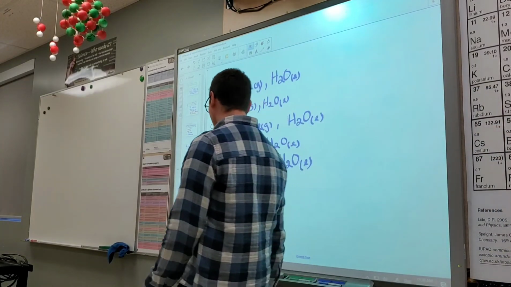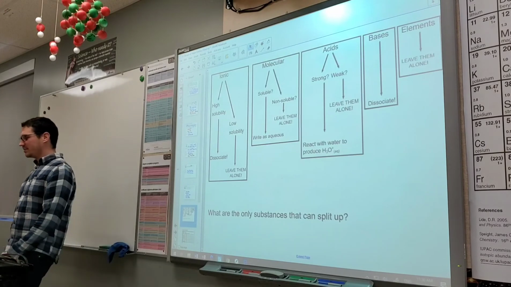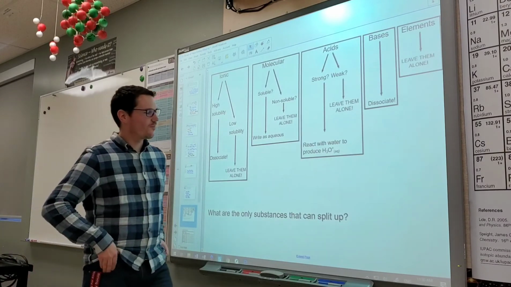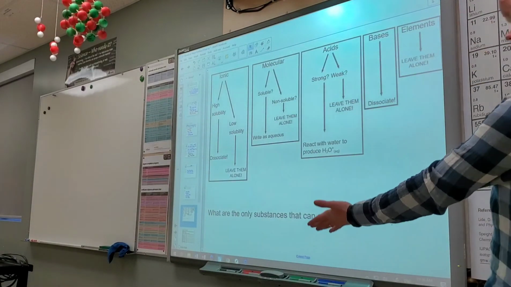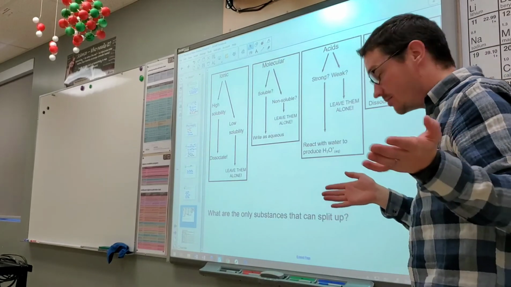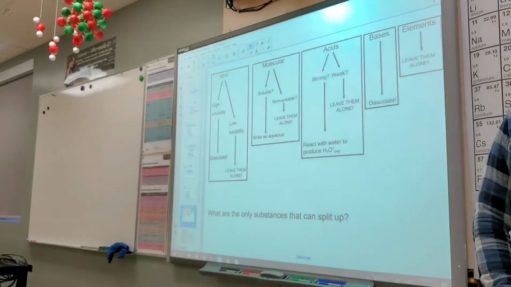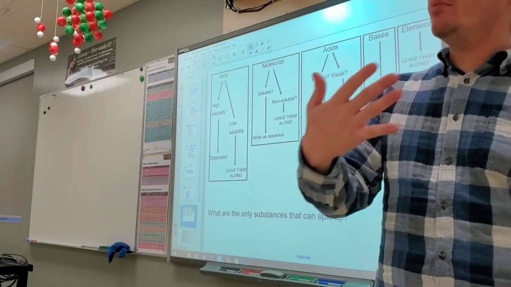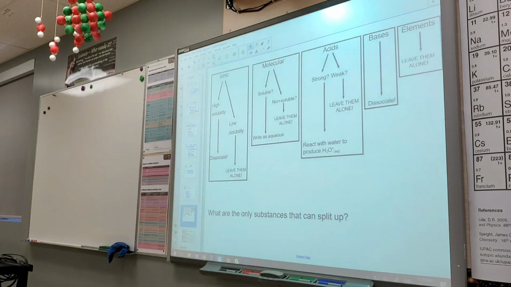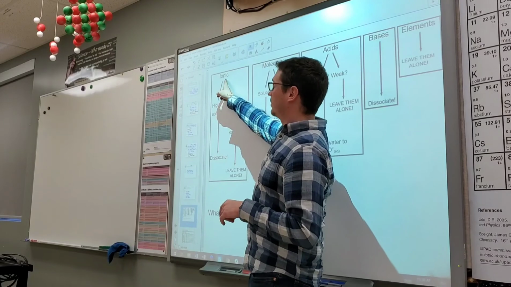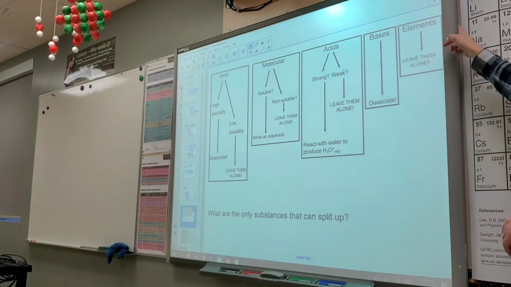Man, we got 3 minutes. 3 minutes to gaze at the glory of this chart. Bow down to the graphic organizer that may make your life simpler. Maybe it won't. I don't know. Do you see how this is organized? What are the 5 substances you need to be able to spot from a mile away? Ionic substances, molecular substances, acids, bases, and elements.